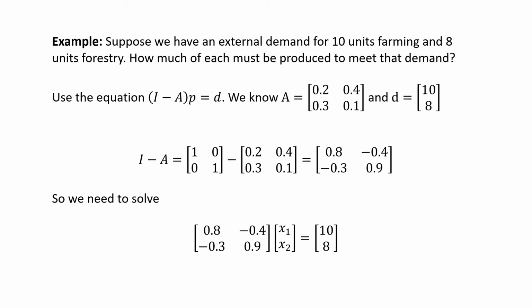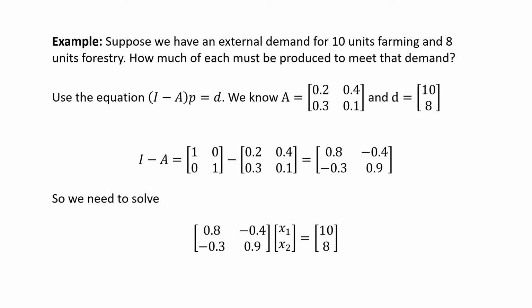So now here's an example, a typical example that you'd see with this type of problem. If we have an external demand for 10 units of farming and 8 units of forestry, how much do you actually have to produce to meet that demand? Knowing that some of what you produce is going to be used internally, you have to produce more than what is being asked for.